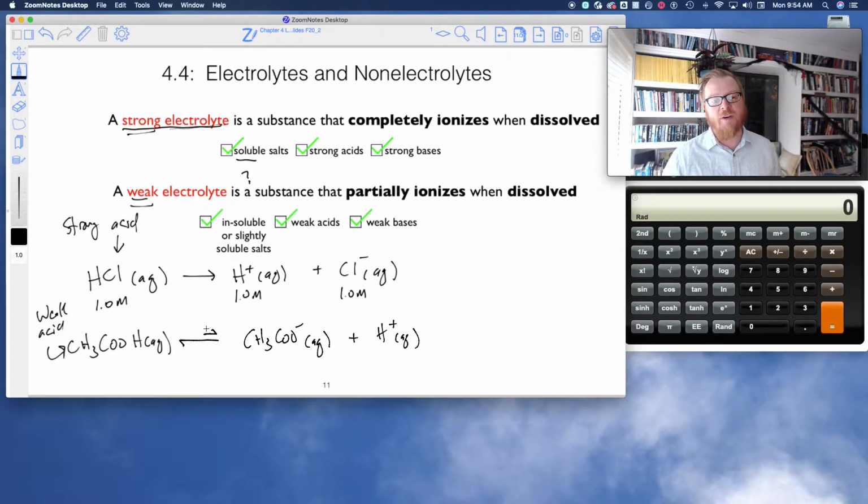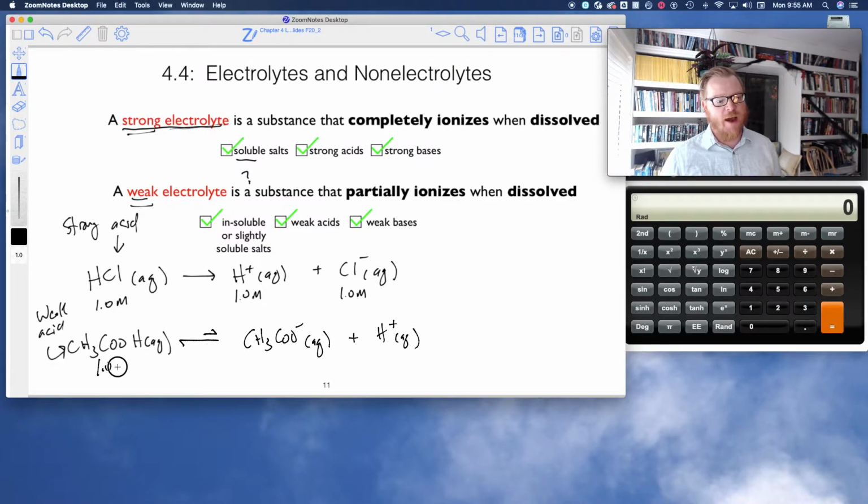So only a very small amount of it goes in this forward direction, okay? And so this backward arrow is showing you that the majority of it remains unionized, okay? It can be dissolved, right? It can be a homogeneous solution, but when it's dissolved, the majority of it will not be broken apart into its respective ions.